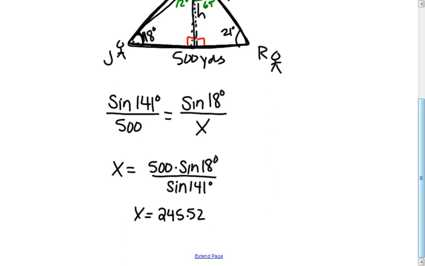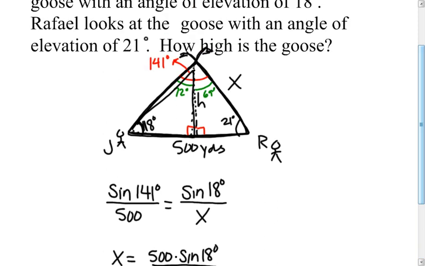Okay? Again, that is not the answer to the problem, because the answer to the problem is to find the height. Okay? So I found this now to be 245.52. And now what I'm going to do is use this triangle in here, and I'm going to set up another proportion.